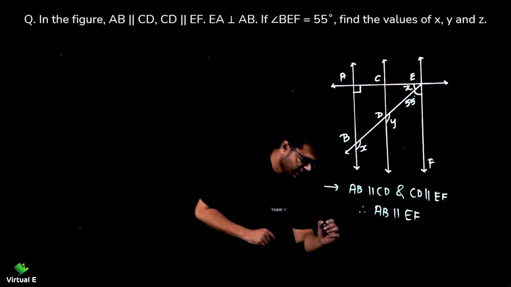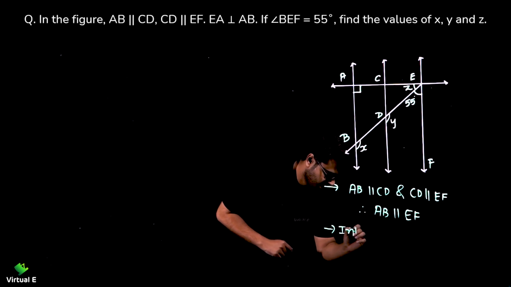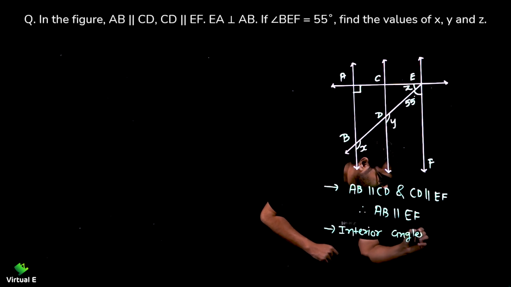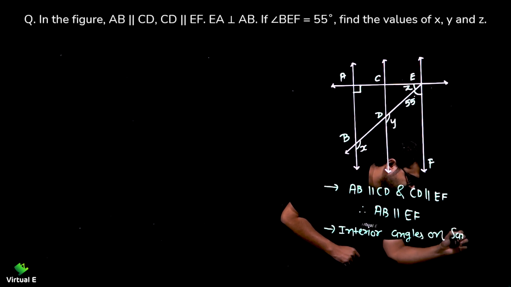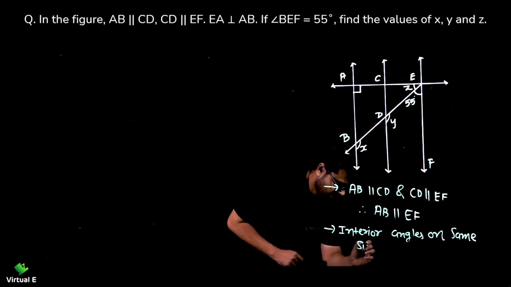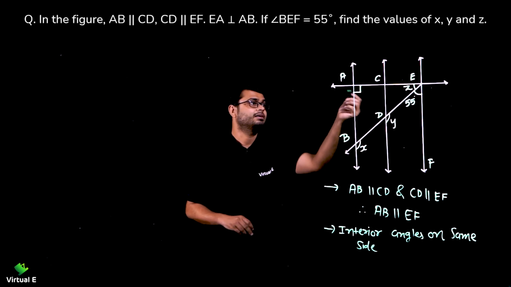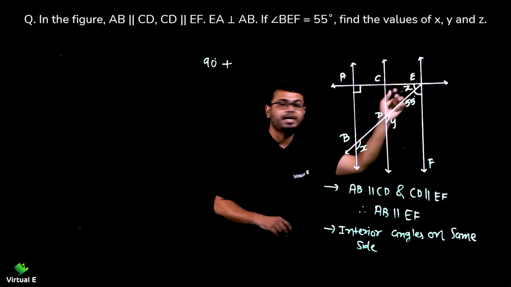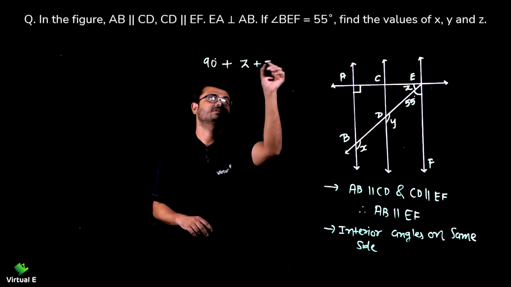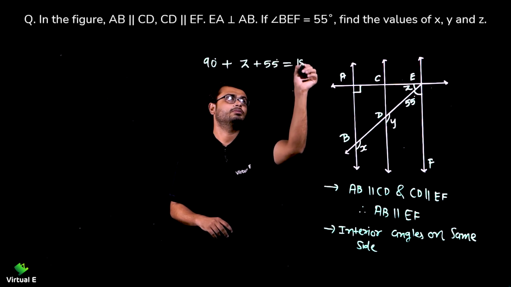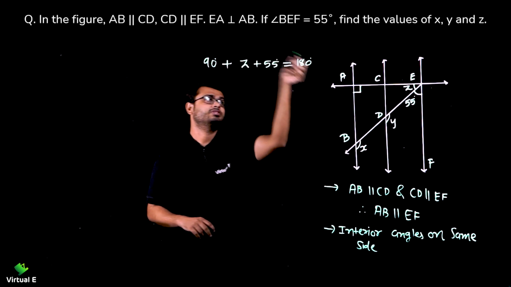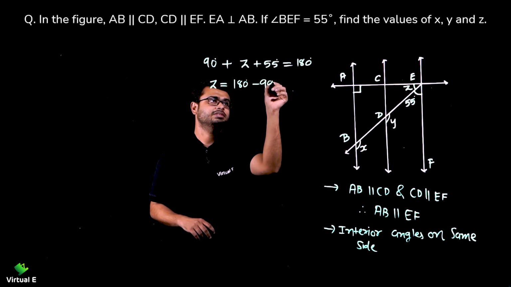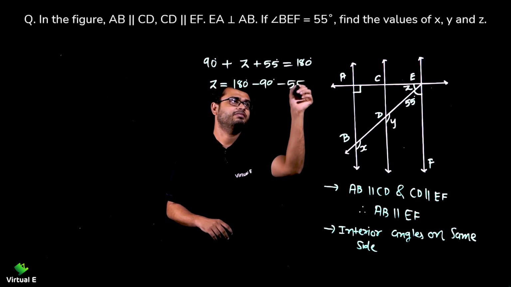So let's start with IASS, interior angles on same side, right? So let's add this 90 degree plus these two angles, Z plus 55. So Z plus 55 degree is equal to 180 degree. Let's shift both of them that side. So Z is equal to 180 degree minus 90 degree minus 55 degree.